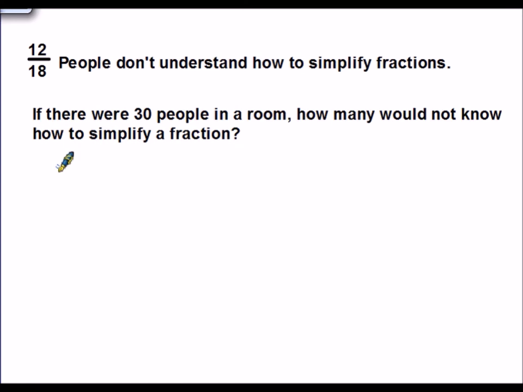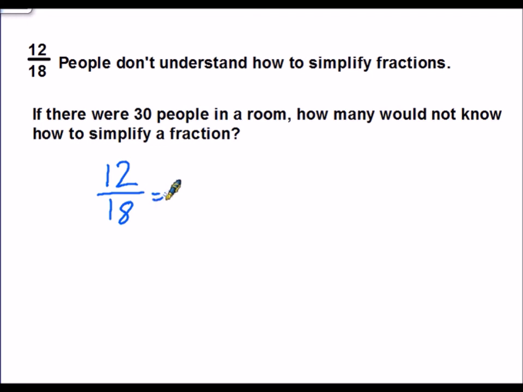One final example here then, just to round off, where we're actually having to use simplification and then use it to work out a fraction of a quantity. So, according to some inept statistician here, 12/18 of people don't understand how to simplify fractions. Obviously, they could have just simplified this for us, but that's part of the problem here. If there were 30 people in a room, how many would not know how to simplify a fraction? So first of all, to answer this one, we need to work out what 12/18 actually is as a simpler fraction.